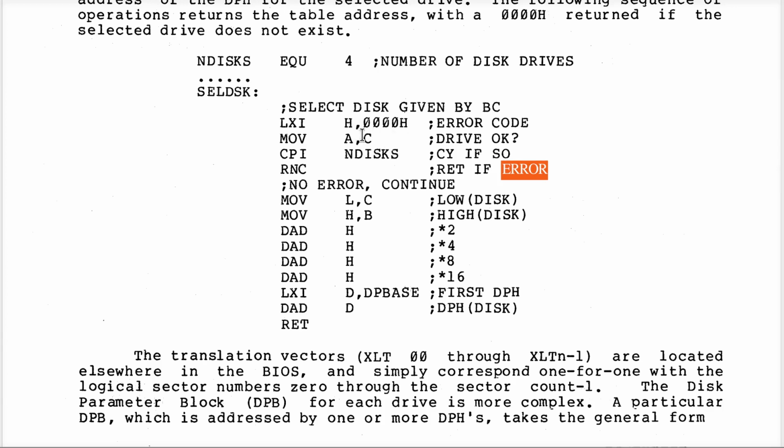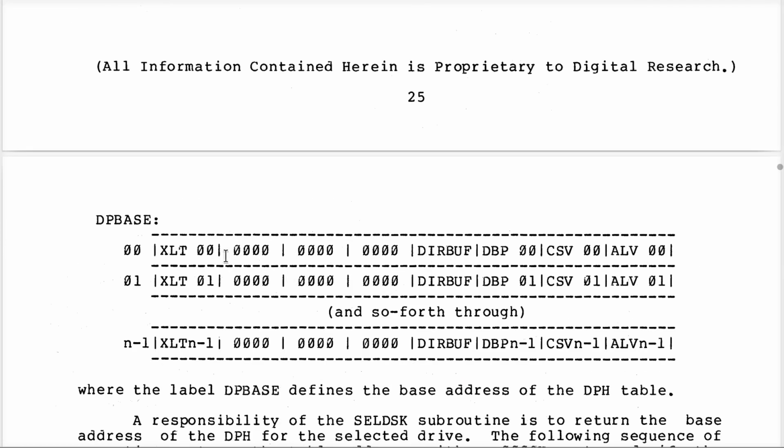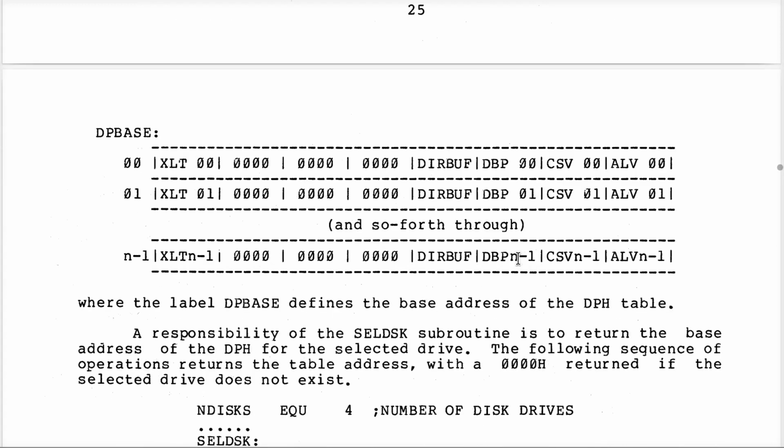If the drive that the operating system wants to select is in fact drive A, we don't need to do any math or anything because we only have one DPH. We'll return the one and only one DPH, and we'll be off to the races. Okay, so this is the big leap we need to make today. So when we boot this up, the operating system will actually be able to interact with our disk.